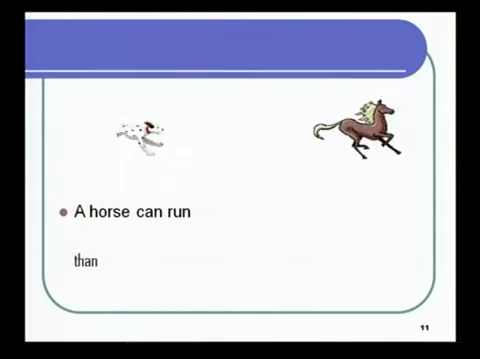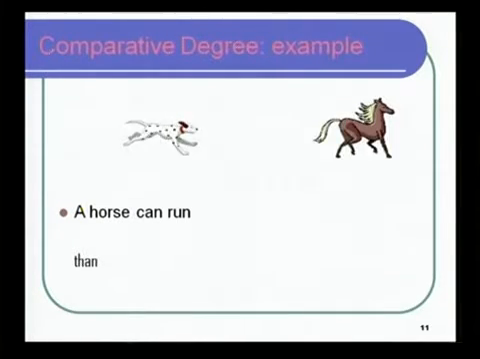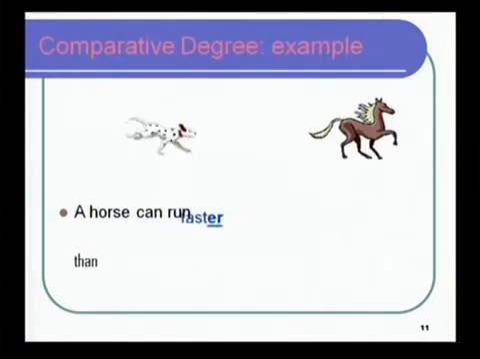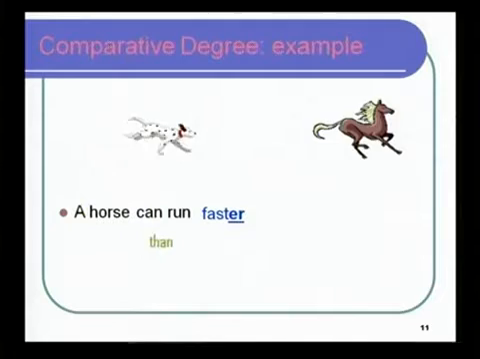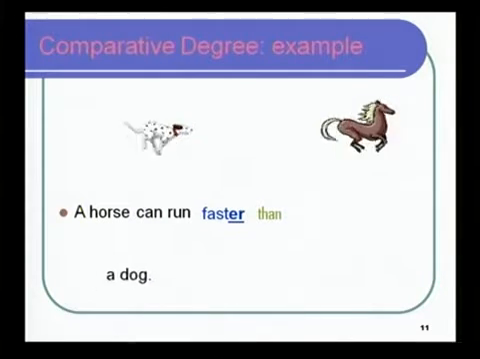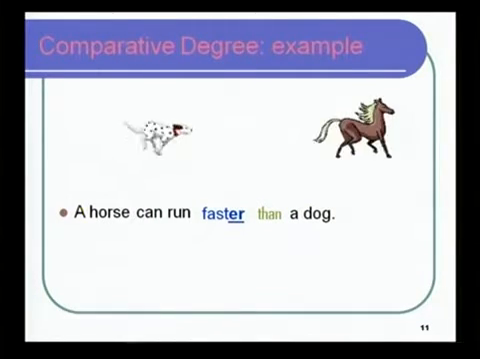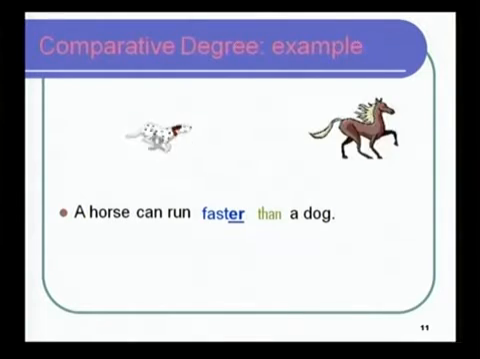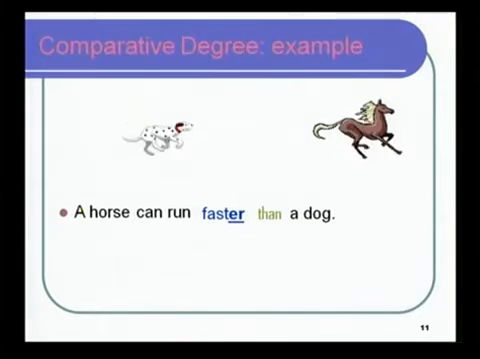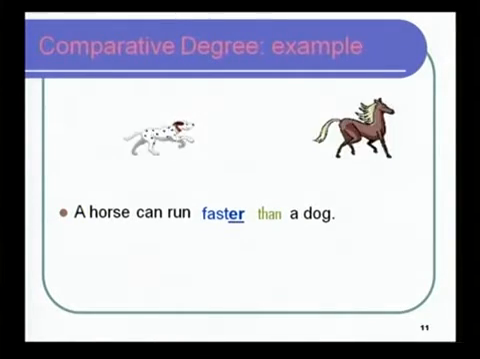Friends, let us see the example of comparative degree. A horse can run faster than a dog. I think you all understand what the comparative degree is. Here, just now one sparrow raised the question of why than is used in the comparative degree. So, comparative degree is nothing but comparing the two persons.